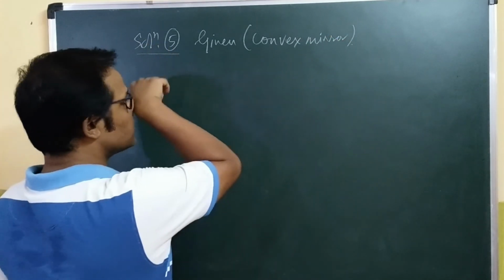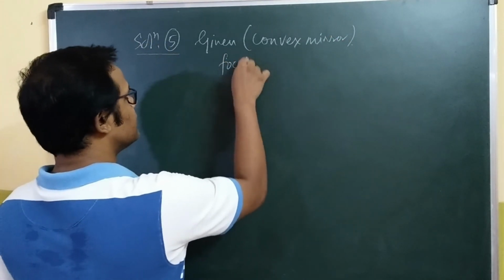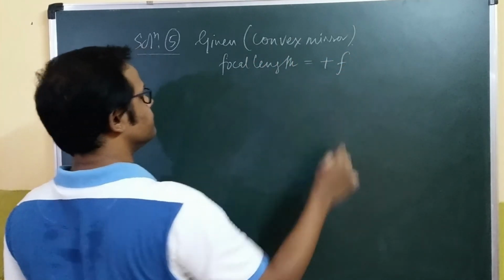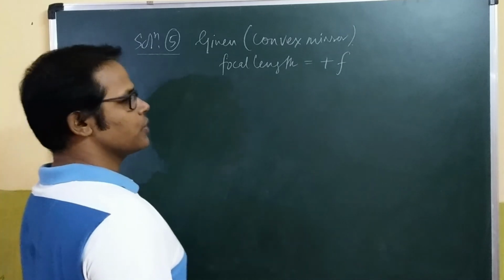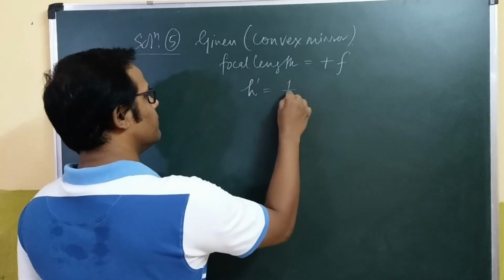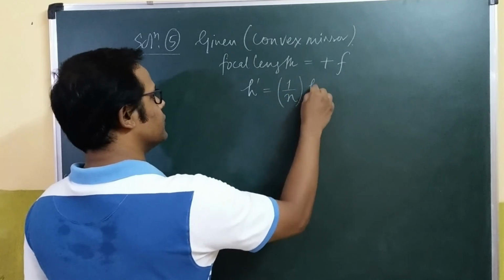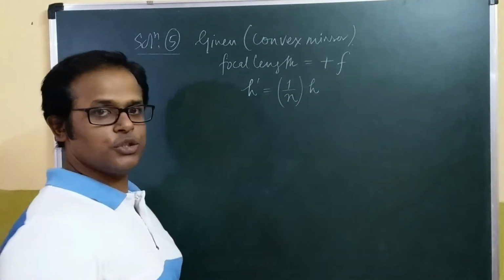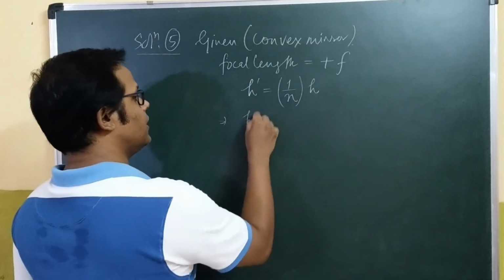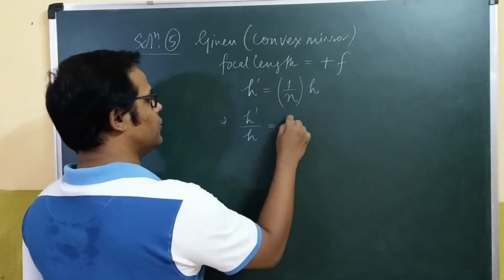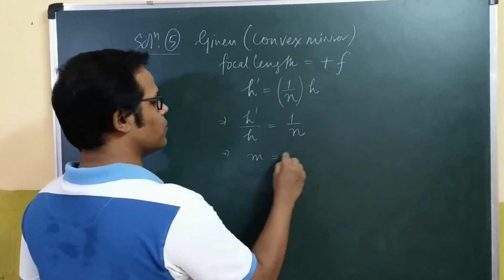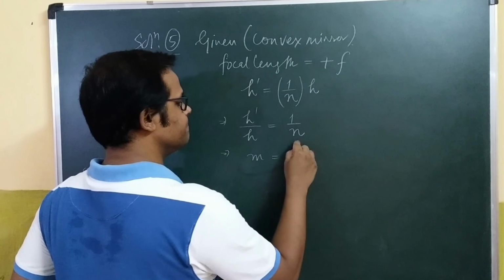The focal length is given to you, plus f. All right. So height of the image is given to you as 1/nth the size of the object. This is what you need to translate from the question reading. So from there I see h dash by h equals 1/n. So this also means m equals 1/n.